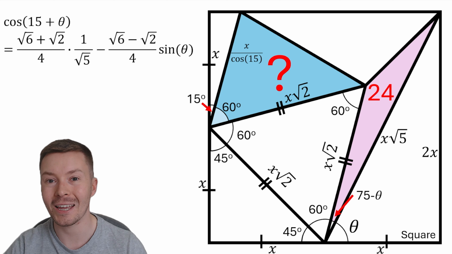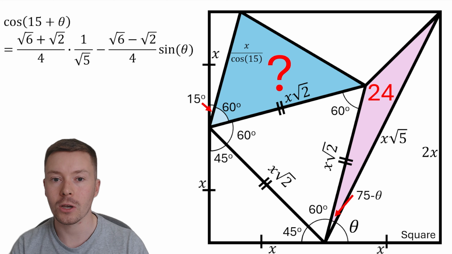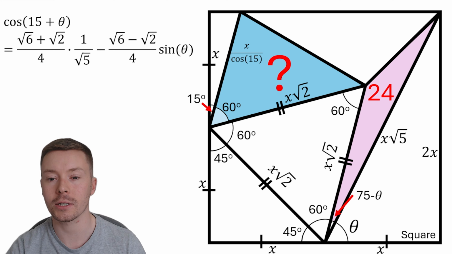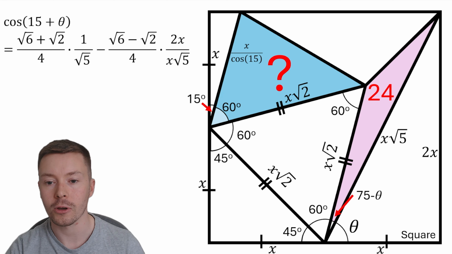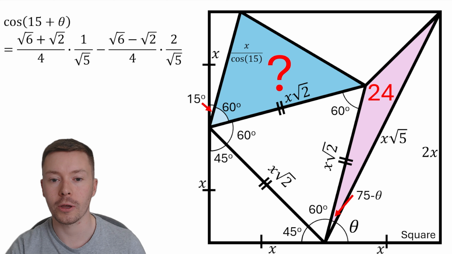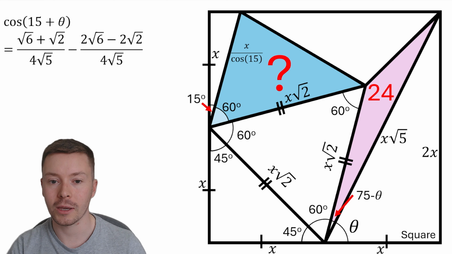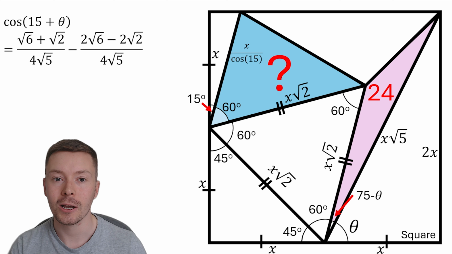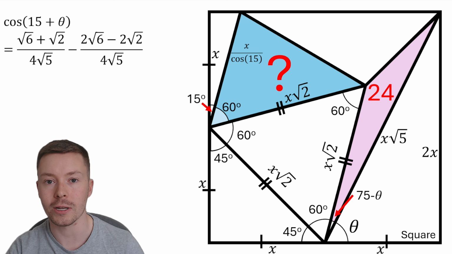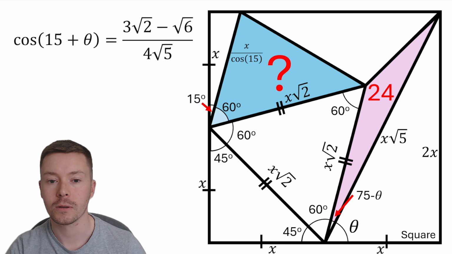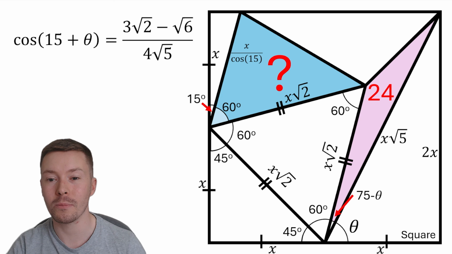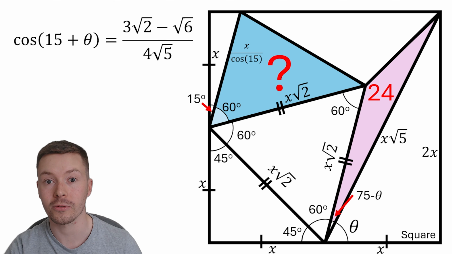Now, sine theta, again, using that right-angled triangle, sine is opposite over hypotenuse, so it's going to be 2x over the x root 5. Cancelling the x's out or simplifying that leaves us with 2 over root 5. From there, I'm going to multiply the fractions together. Gives us this. So 4 root 5 is the denominator for both, and then I can collect the terms on the top, the numerators of those fractions.